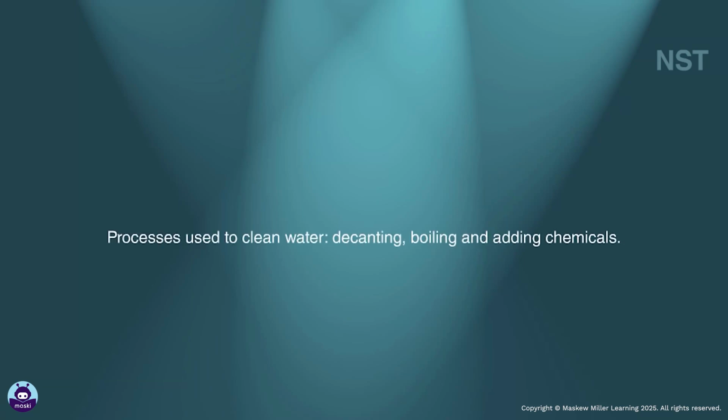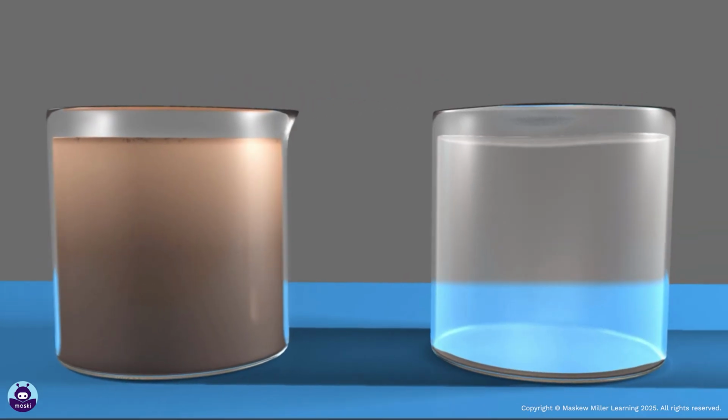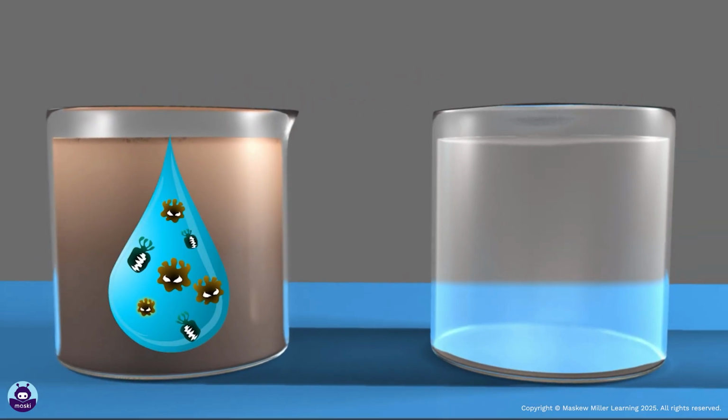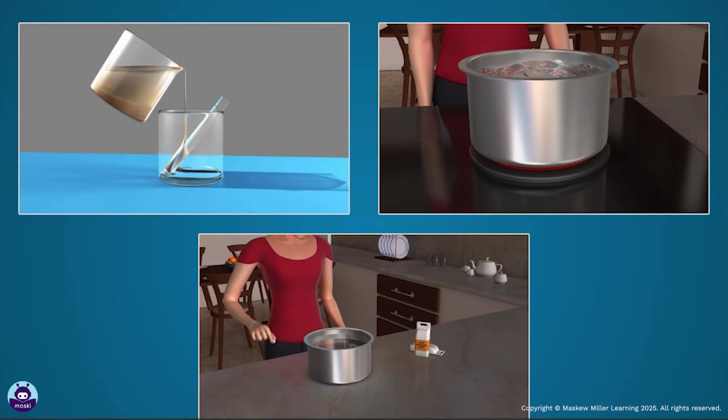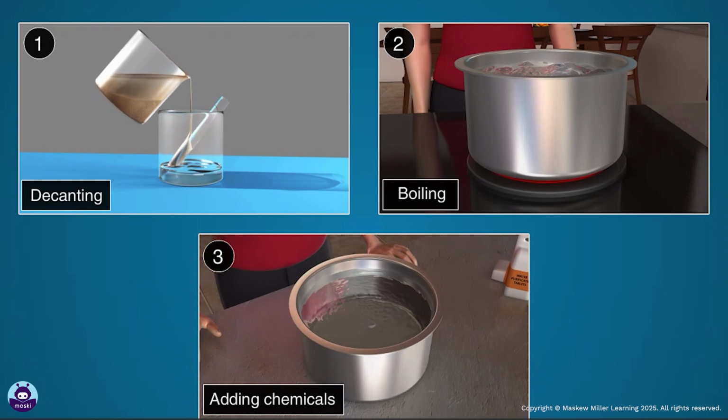Processes used to clean water: decanting, boiling, and adding chemicals. Water can be cleaned or purified by removing any germs or harmful materials to make it safe to drink and use. Here are 3 more processes we can use to clean or purify water.